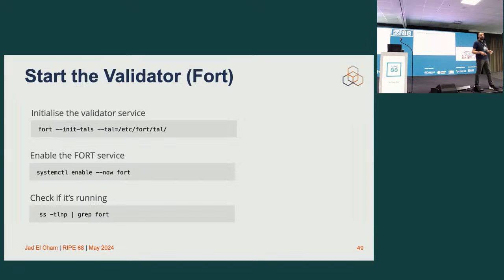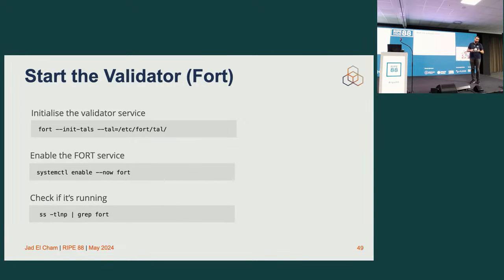Why am I telling you this? Because if you're running it in a test environment and you would like to focus on one specific TAL, you can use this parameter to tweak the service, like point your validator towards the TAL that you want. And then later on, you enable the Fort service using the enable --now command, and then you wait.